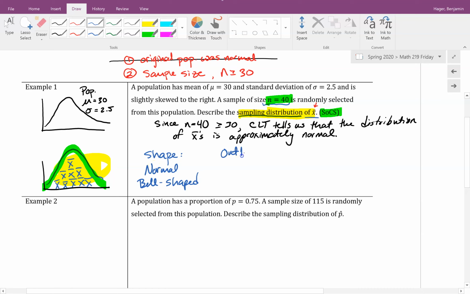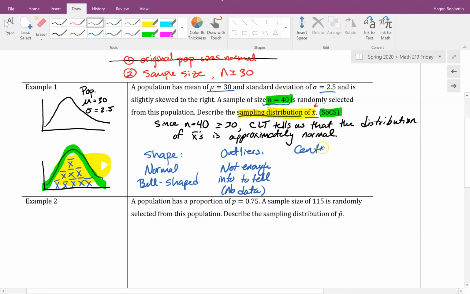O for outliers. There might be, but based on this information, we can't tell. I mean, we have no data, right? To determine if a data value is an outlier, you have to actually know a data value. Here they just gave me some parameters.